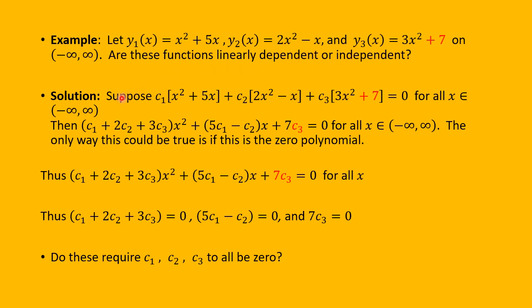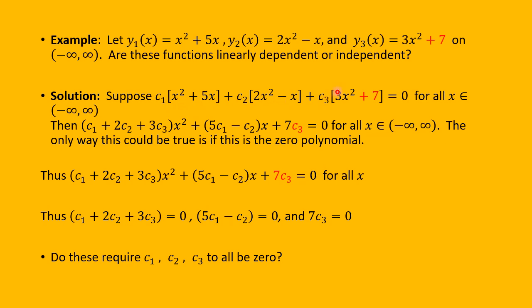So we'll start the same way as before. Suppose C1 times this function plus C2 times this function plus C3 times this function equals 0 for all x between minus infinity and infinity. So then if we collect x squared terms, we get this stuff times x squared.